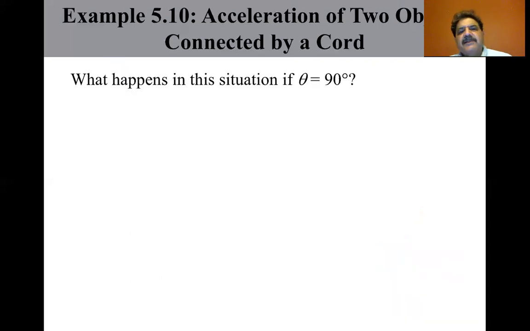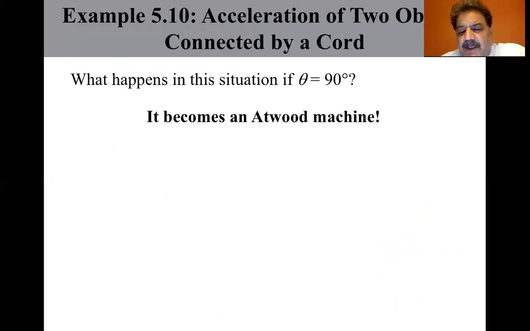Okay, what happens in this situation if theta equals 90? Well, if theta equals 90, you've got the pulley, the mass on one side and the mass on the incline. If you're up to 90 degrees, what does it become? It just becomes an Atwood machine. If theta equals 90, the inclined plane becomes vertical, and there is no interaction between its surface and m2. Therefore, this problem becomes an Atwood machine.